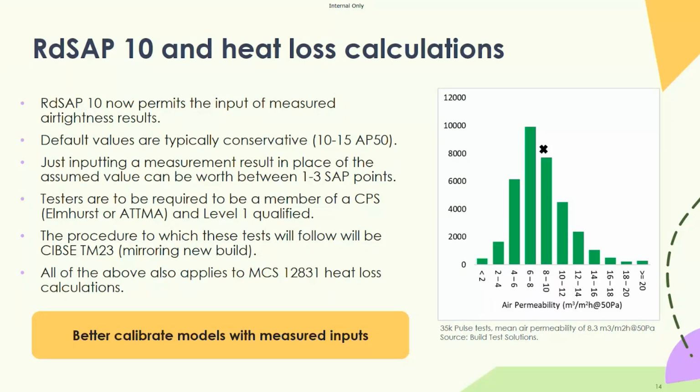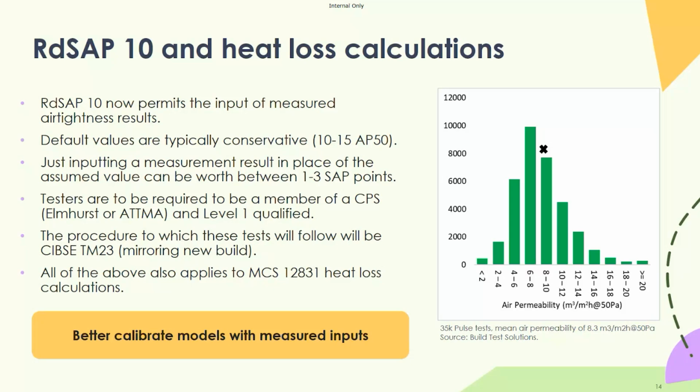And all of the above applies to your MCS 12831 heat loss calculations as well. So if you're putting a lot of effort into assessing the suitability and viability of heat pumps in homes, why wouldn't you do an air tightness test to make sure that the calculation is as accurate as it can be, to give you the best possible steer on what size heat pump you might need?